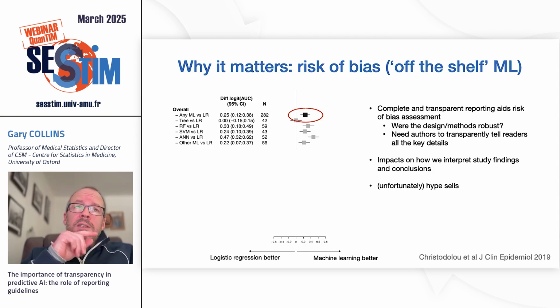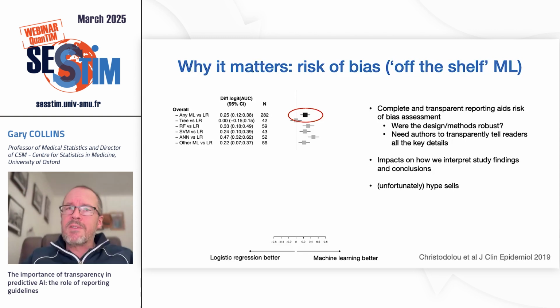Apart from whether you're using a single decision tree. So if you use random forest, support vector machine, neural network, and if you pool them together, that black box is suggesting that logistic regression performs significantly and systematically worse than machine learning methods.